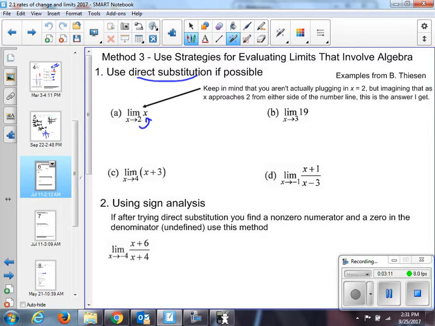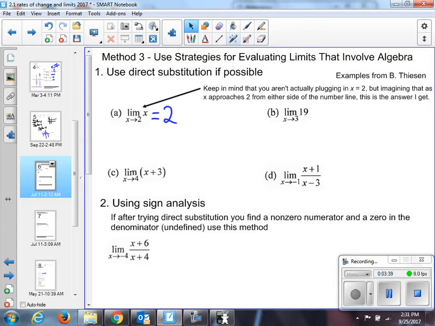Philosophically, it's not quite the same. Just keep in mind that you aren't actually plugging in x equals 2. You are, but philosophically you aren't. You're imagining that as x approaches 2 from either side of the number line, the answer is 2, right? That means if I plugged in closer values, 1.999, 1.99999, etc., it's going to get closer and closer to 2.